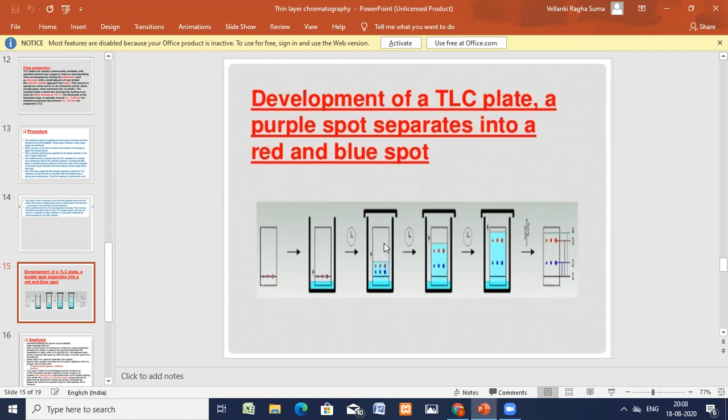One will be left down, one will be left up, and one in the middle. In that way, the components of the mixture get separated out. After some time, complete development takes place. After this complete development, what happens? Then you take out the slide, this TLC plate, and you dry it. Now we'll see how the development of the TLC plate shows, how it separates into different colored spots.